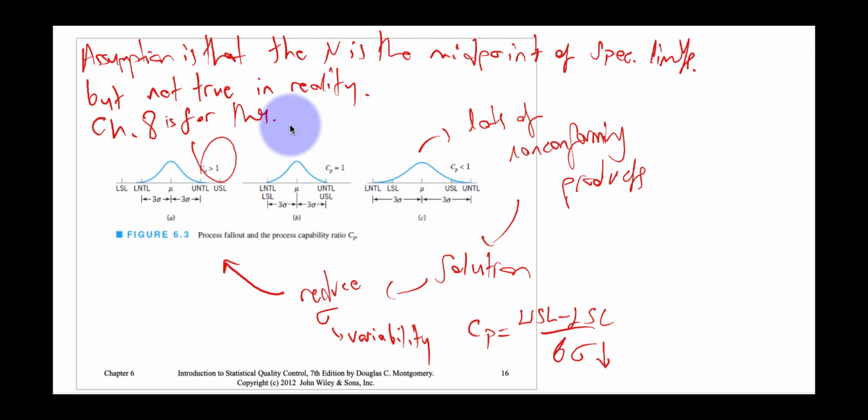So one of the solutions to reduce the non-conforming product is to lower the sigma here, right? When we reduce the variability, we are going to have much more process capability, so we are going to increase the process performance when we decrease the variability, right? Because the numerator will be the same, but when we reduce sigma, this ratio will be higher. So we can reduce the variability, and then we can reduce the non-conforming product.